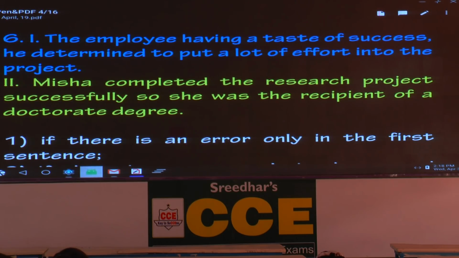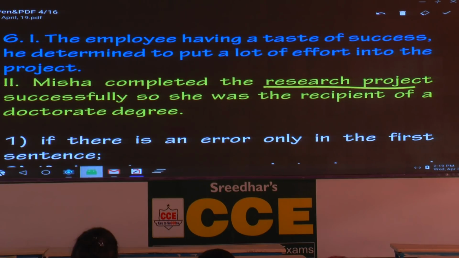Second sentence, Misha completed the research project successfully. So she was the recipient of a doctorate degree. Underline research project. So after your PG, you enroll for research. There are two options. You can enroll for MPhil, you can enroll for PhD. So doctorate, that is PhD, Doctor of Philosophy. So here Misha completed the research project successfully, full stop. So she was the recipient of a doctorate degree. Do you find any error? No error. There is no error in the second sentence.